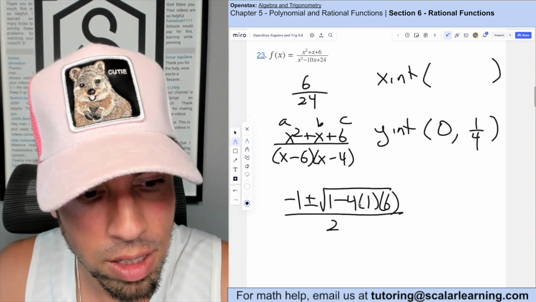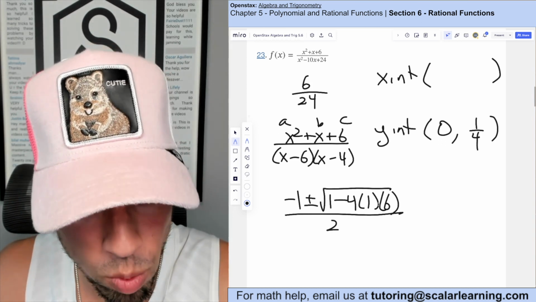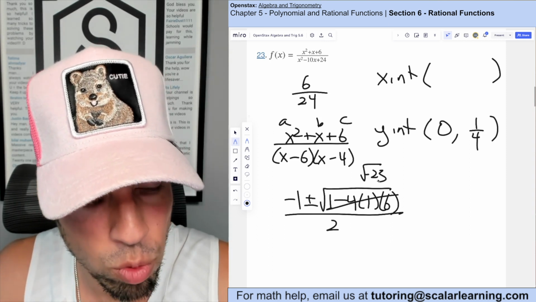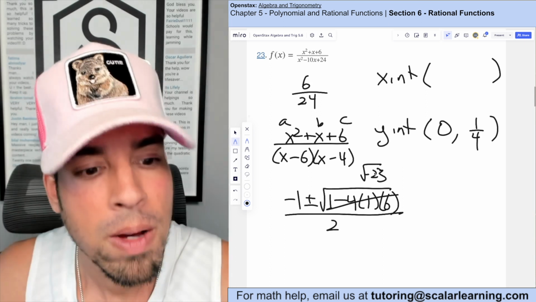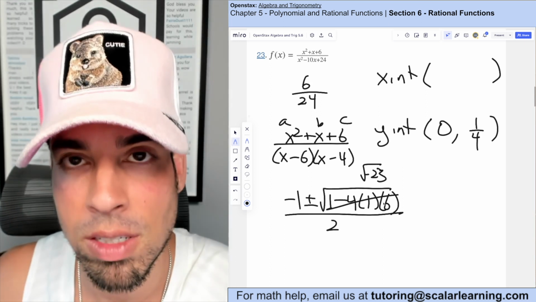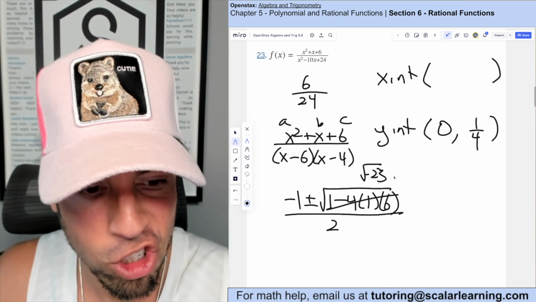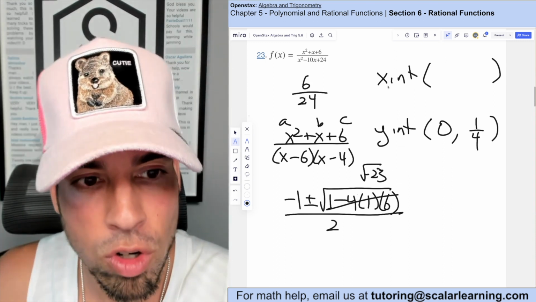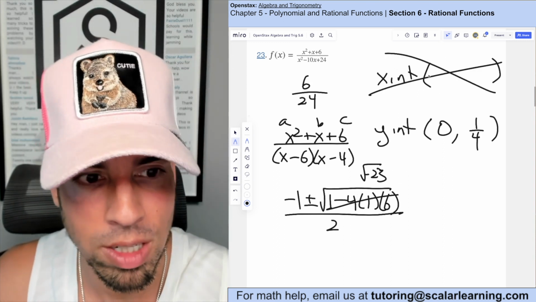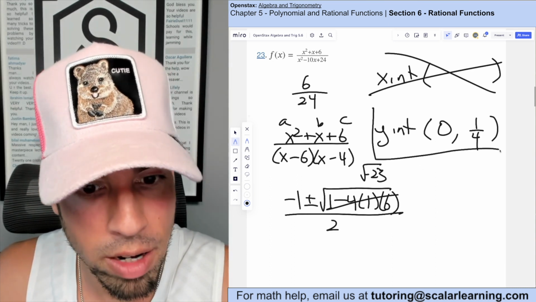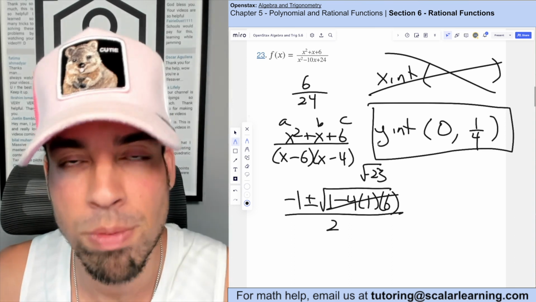Now you can already see that I'm going to get 4 times 6, which is 24. 1 minus 24 is going to be negative 23, which means that the outcome of this is going to be two imaginary numbers, two complex numbers with an imaginary component. That means there's no real x-intercepts. It's not going to be an actual real number x-intercept. So there's only a y-intercept at (0, 1/4), boom, done.